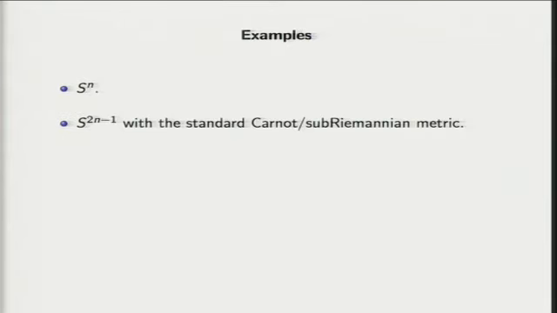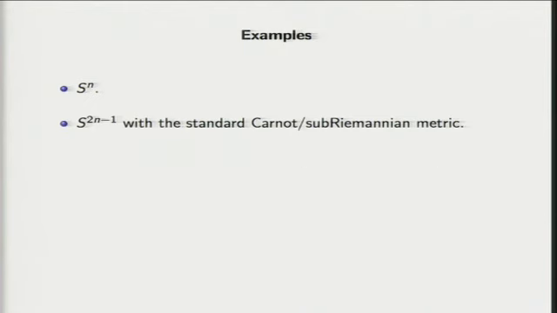So S^n with the usual metric. Now the sphere with this Carnot metric or sub-Riemannian metric that I was describing before, with the standard contact structure. And so as I said, when n is 2, this is the 3-sphere, and the metric has Hausdorff dimension 4. So it's actually 4-regular, even though it's a metric on the 3-sphere.